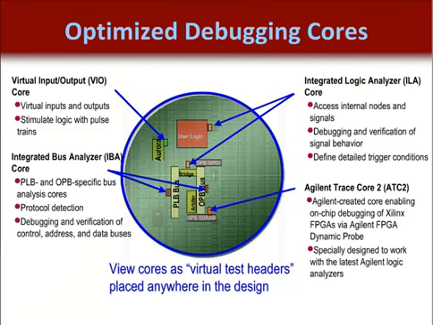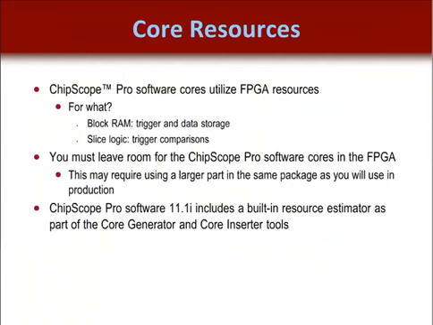The ChipScope cores use FPGA logic resources in their construction, of course. Block RAM and slice resources are used for storing trigger conditions and data. The FPGA slice resources can also be used for comparing the internal signals with your trigger conditions. The ChipScope cores will require a significant amount of resources, so you'll have to plan on leaving room for them in your FPGA. This sometimes means that users have to use a larger part for testing and prototyping, and then use a smaller part in the same package for production.